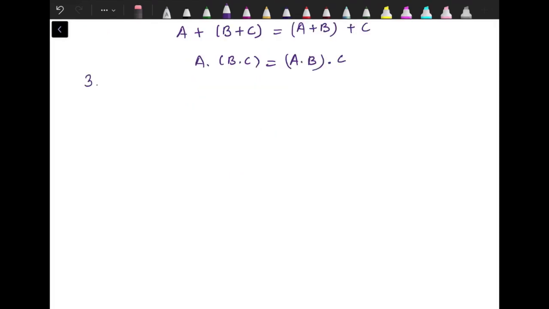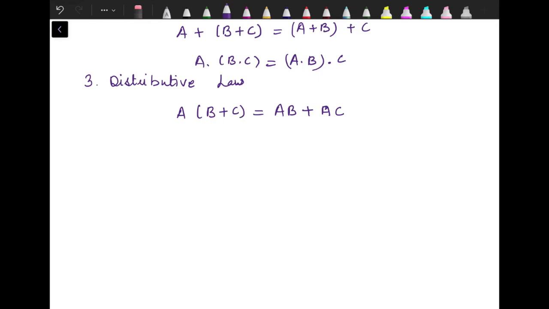Third law is distributive law. This distributive law is actually used for expanding the equations. Now it says A is having AND operation with B or C. This is same as A and B or A and C.